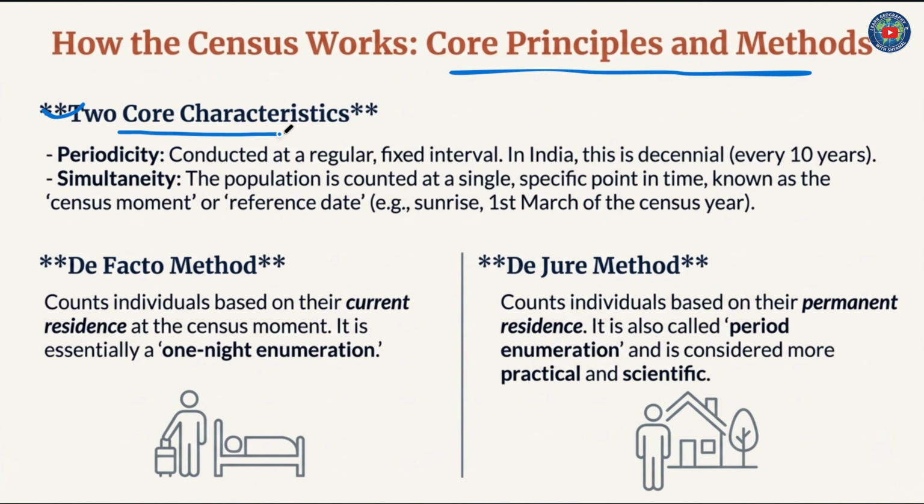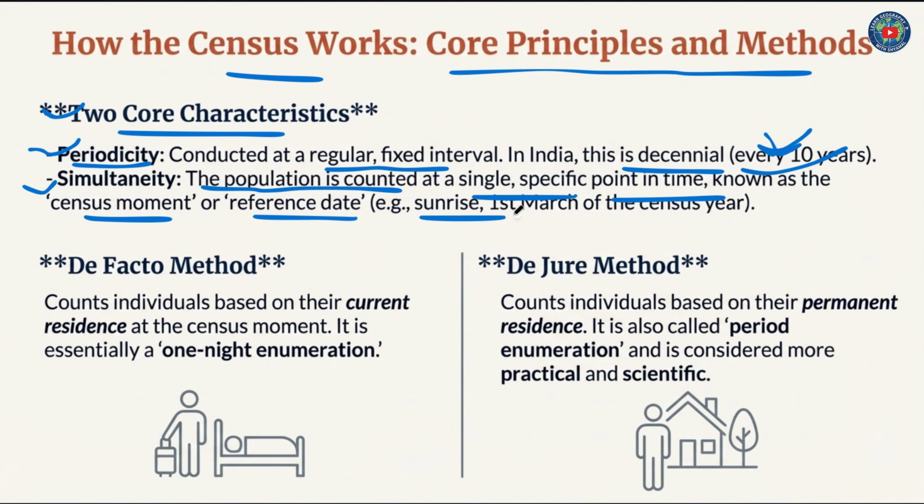There are 2 core characteristics of census: periodicity and simultaneity. Periodicity: conducted at a regular fixed interval. In India, this is decennial, that is every 10 years. Then simultaneity: the population is counted at a single specific point in time, known as the census moment or reference date. For example, sunrise, first March of the census year, etc. These are the 2 characteristics of census: periodicity and simultaneity.